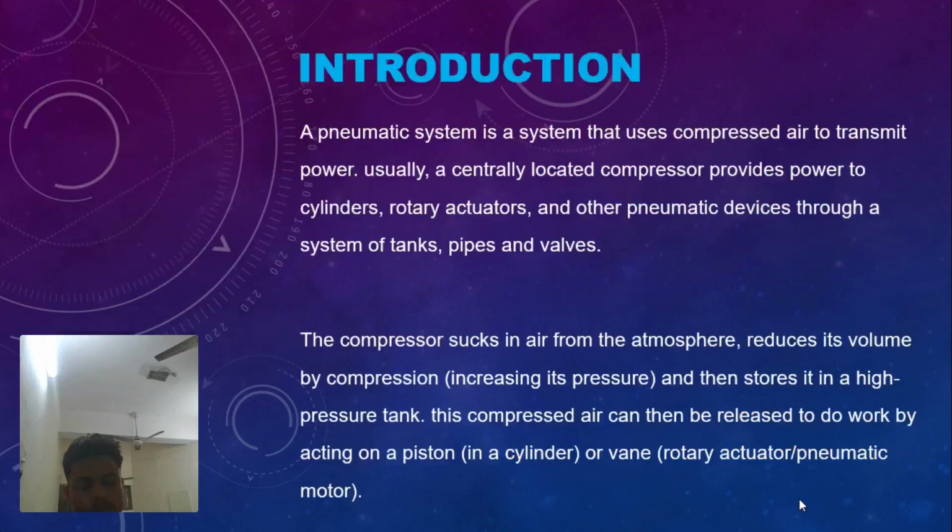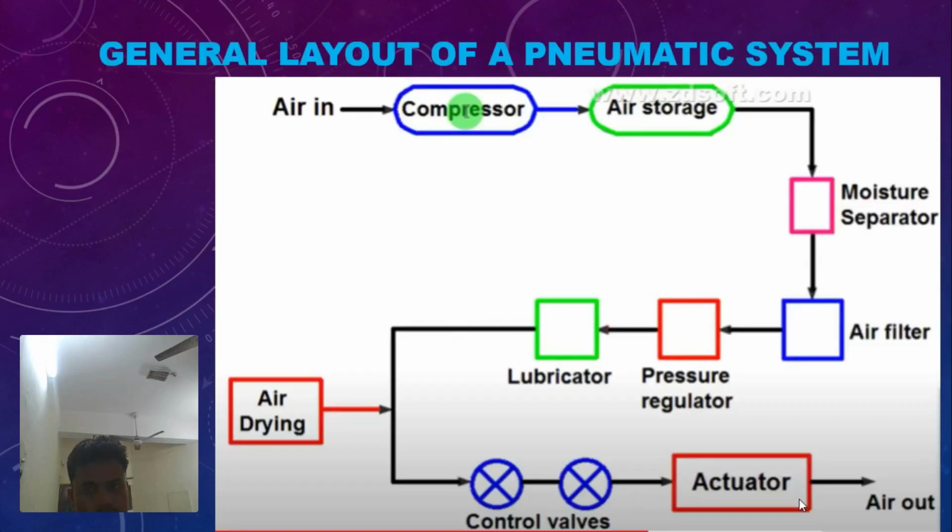Or in other words, we can say that a pneumatic system is a system that uses compressed air to transmit power. Usually, a centrally located compressor provides power to cylinders, rotary actuators, and other pneumatic devices through a system of tanks, pipes, and valves. The compressor sucks in air from the atmosphere, reduces its volume by compression, increasing its pressure, and then stores it in a high pressure tank. This compressed air can then be released to do work by acting on a piston or vane.